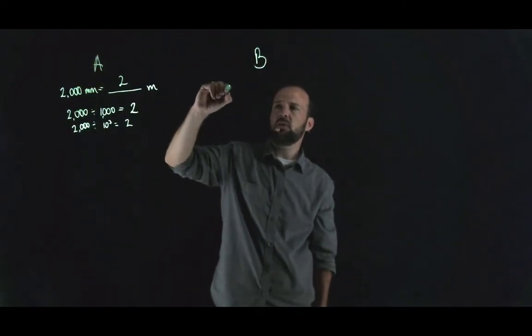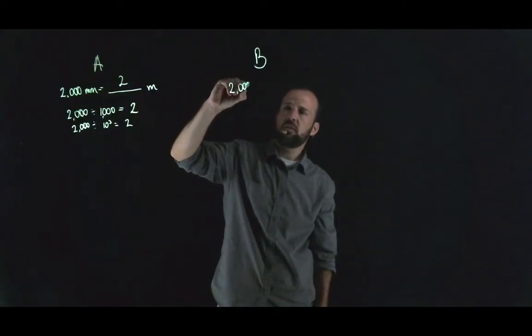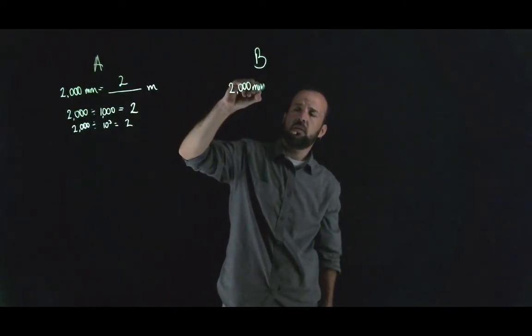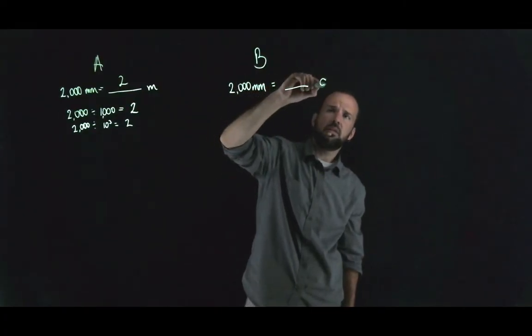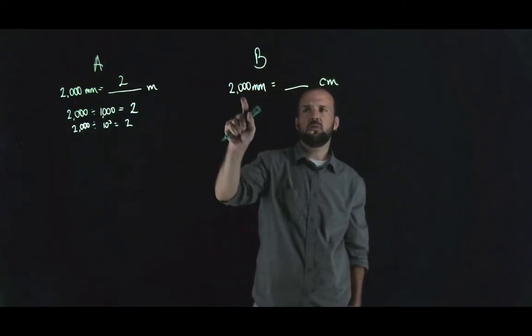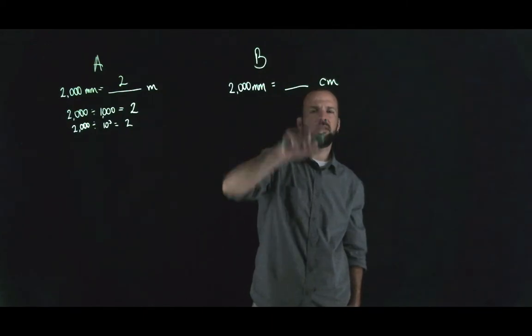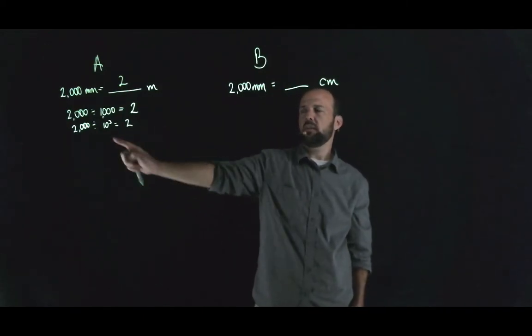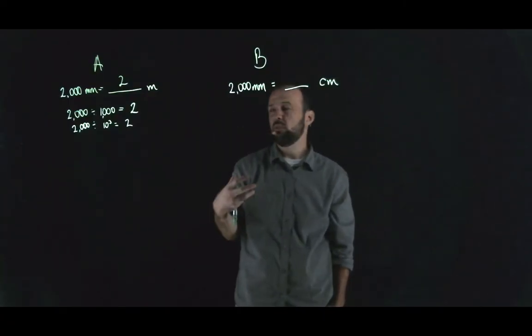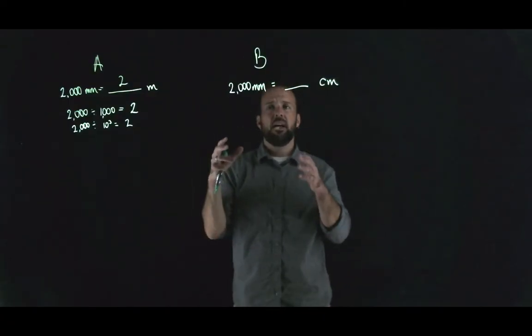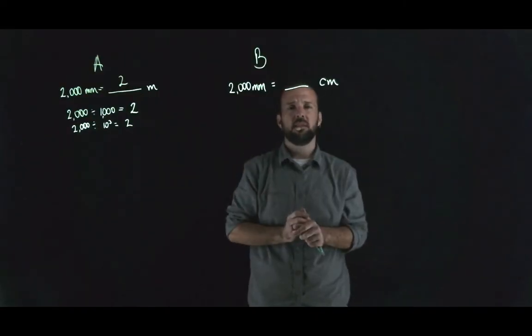What if I wanted to do 2,000 millimeters, and I wanted to know how many centimeters that was equal to? So 2,000 millimeters equals how many centimeters? What could I do based on my conversions that I did over here and based on what we know about place value and how these units relate? How could I convert 2,000 millimeters to centimeters?